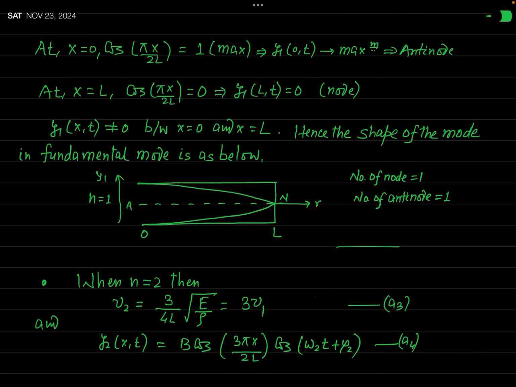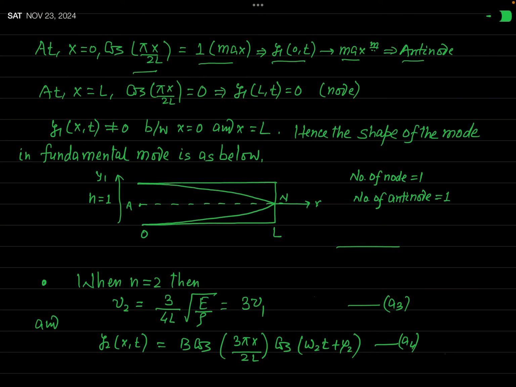So at x equal to 0, I have written here, you can see this cosine function will be 1, that is maximum, and so y1 at x equal to 0 is maximum. Okay. Actually, the point of maximum displacement is also called antinode. So an antinode is formed at the open end of this tube.